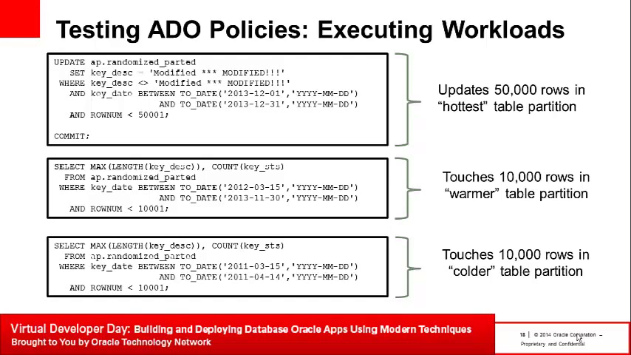Similarly, to play with touching particular partitions in AP randomized parted, I'm going to touch the warmer and the colder partitions with a simple query that's going to induce a table scan, actually a partition scan of those two different partitions, because these data are within those partition ranges. So that's my test case. That's really all that I need to set up for the different partitions. Of course, if space allowed, I'd also have one for the coldest table partition, but you get the idea from these 4 different examples.